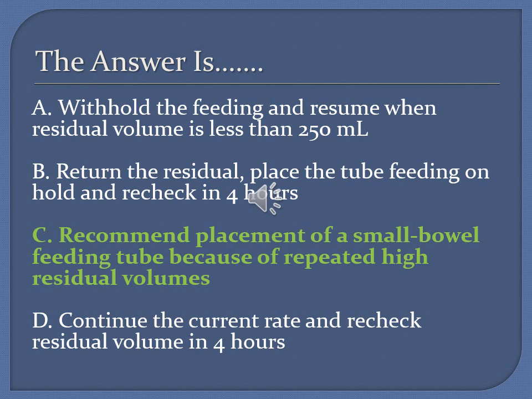Responses A and B, again, they're talking about withholding the feeding, but repeated withholding of nutritional support in the critically ill patient has the potential for not meeting demands and creating a deficit. Response D sets the patient up for potential aspiration if the GRV is allowed to accumulate in the stomach. So your last residual was high, and then you're not going to check it again for another 4 when the last 2 were high. So a lot can happen in that 4 hours. The best thing is C.